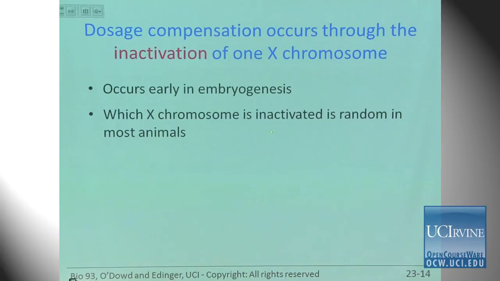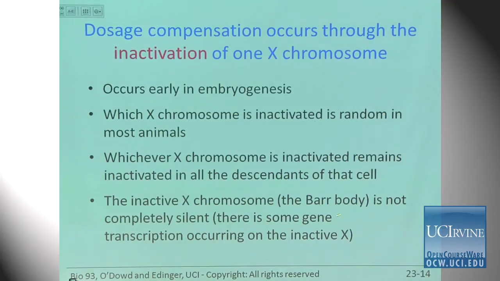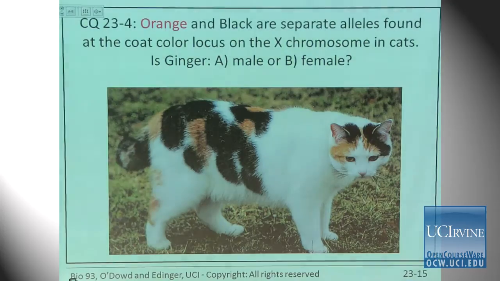Which X chromosome gets inactivated is random in most animals. So if you have a bad X and a good X, you can't choose to inactivate the bad one. It's just random which X gets turned off. Whichever X chromosome is inactive stays inactive. The inactive X chromosome is sometimes called a bar body, but strangely enough, it's not completely silent. The figure I found in the literature is about 15% of the genes on the inactive X are still expressed. So it's not totally silent, it's not off, it's just quieted down. There's still some gene transcription.